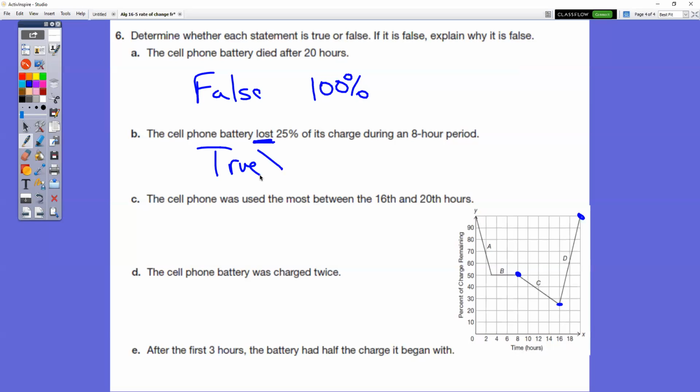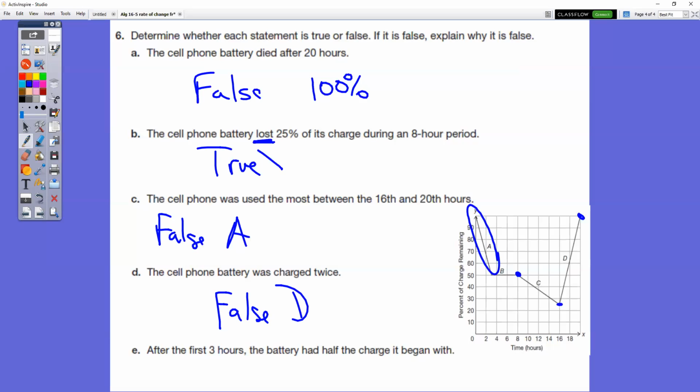The cell phone was used at the most between the 16th and 20th hour. False. All right. The cell phone was being used the most right there. It was being used the most in A. The cell phone battery was charged twice. False. All right. It was only charged at the end in the D segment. That's where the charge went up.